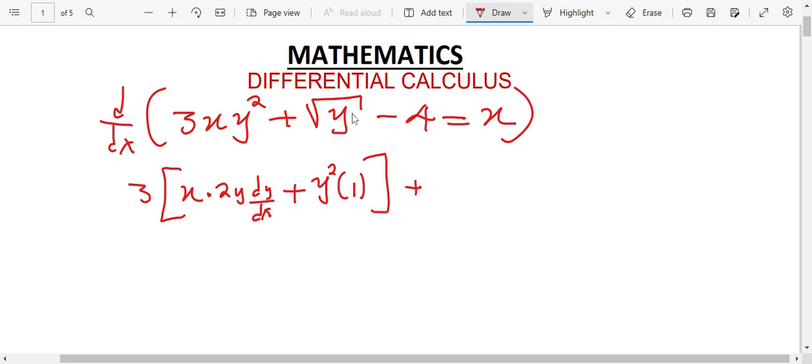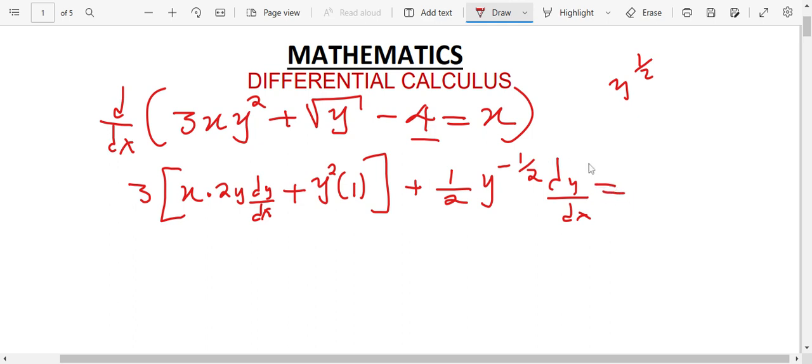And then plus, we're going to differentiate square root of y. We know that is the same as y to the power 1 over 2. So drop the 1 over 2, then y, subtract a 1, negative half. Every time you differentiate y, add dy over dx. If you differentiate the negative 4, that will be 0. So that will be equal to, if you differentiate x on this side, that will be a 1.